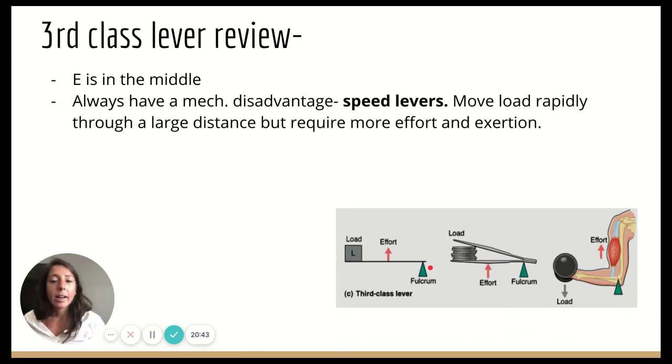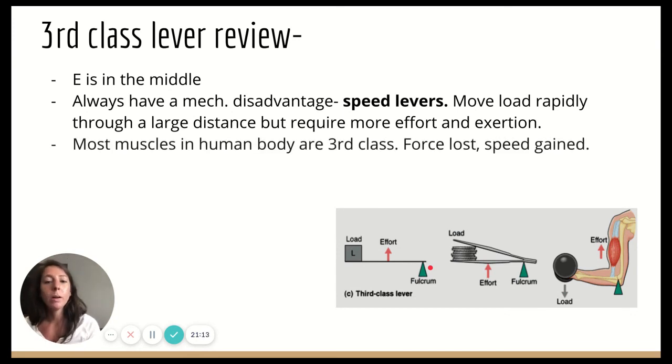This you have to add on in. So we already talked about how they always have a mechanical disadvantage, but they're called speed levers. So while it still takes a lot of effort to move these portions, since they have that mechanical disadvantage, they are speedy. So there's a different kind of advantage, not mechanical, but they do have a speed advantage. So they can move a load rapidly through a long distance, but require more effort. So mechanical disadvantage, but speed-wise, they're actually advantageous.